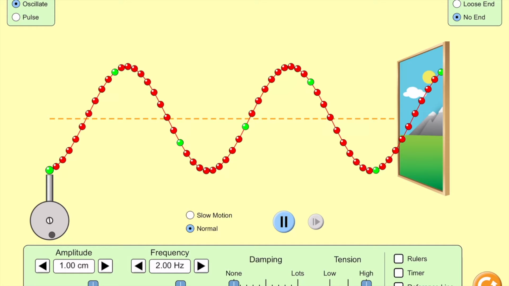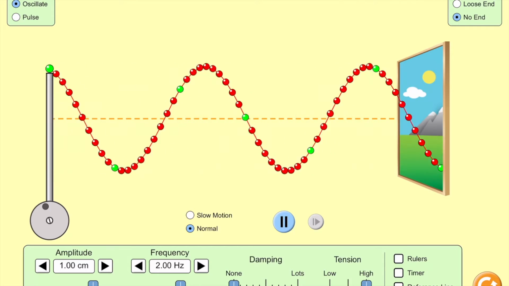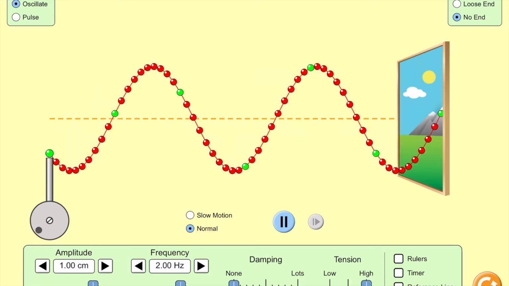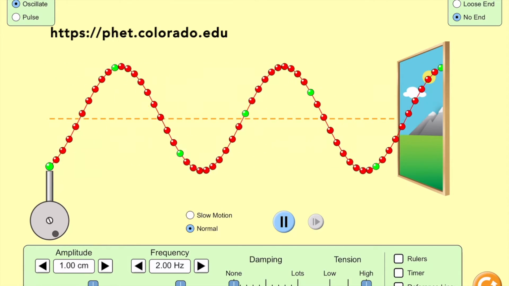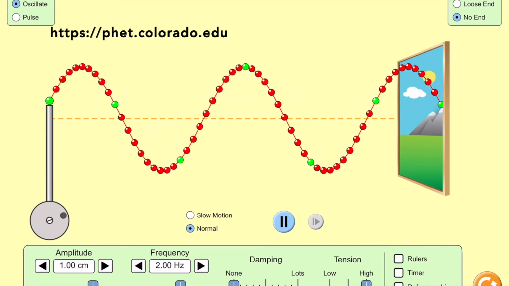To start with, you'll see here we have a nice transverse wave moving towards the right. It has a frequency of 2 Hertz and an amplitude of 1 centimeter. Now we've talked about amplitude and we've talked about what wavelength is. Let's talk a little bit more about frequency and period, which are the time characteristics of a wave.